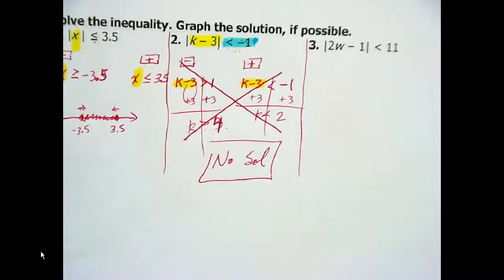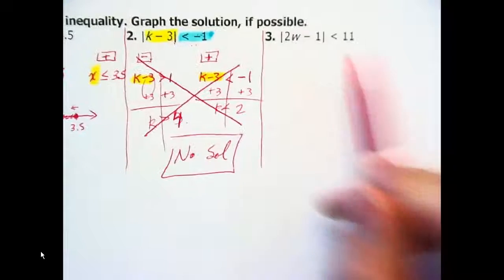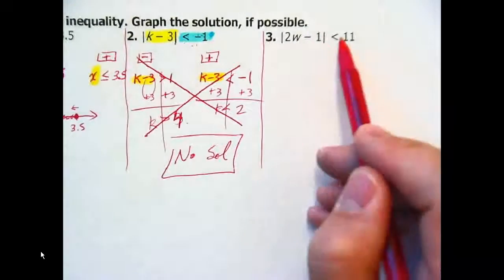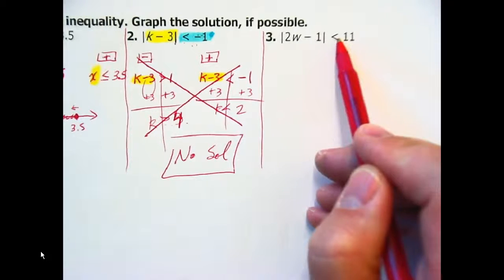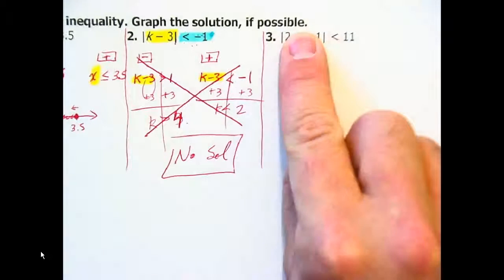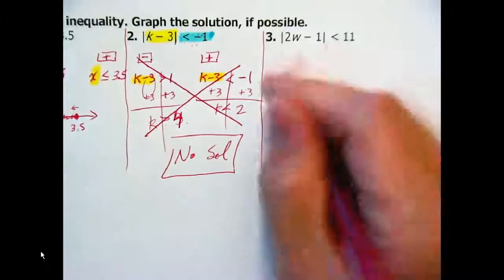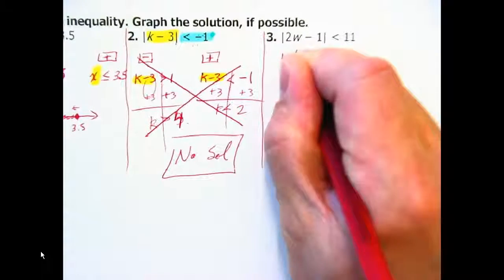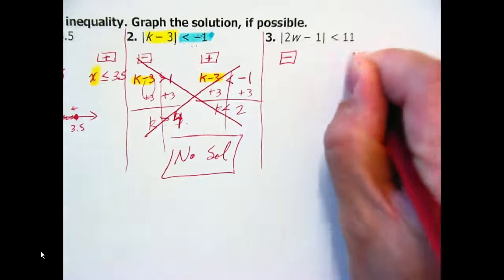So you've got to ask if it's possible. Like number three, when you're looking at it, is that possible? Could your absolute value be less than 11? Yeah. It doesn't matter what's in it. Absolute value can be less than 11. So that's good. It's possible. Now let's do our negative case and positive case. Okay, set up your two cases there.